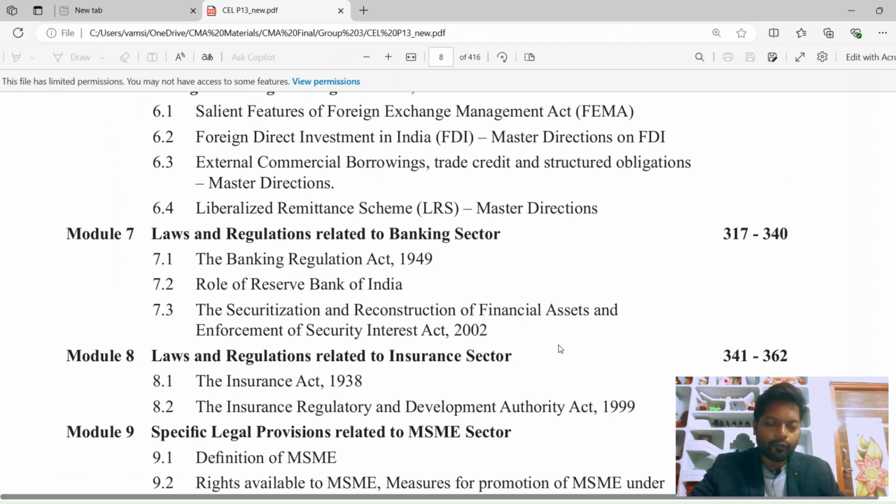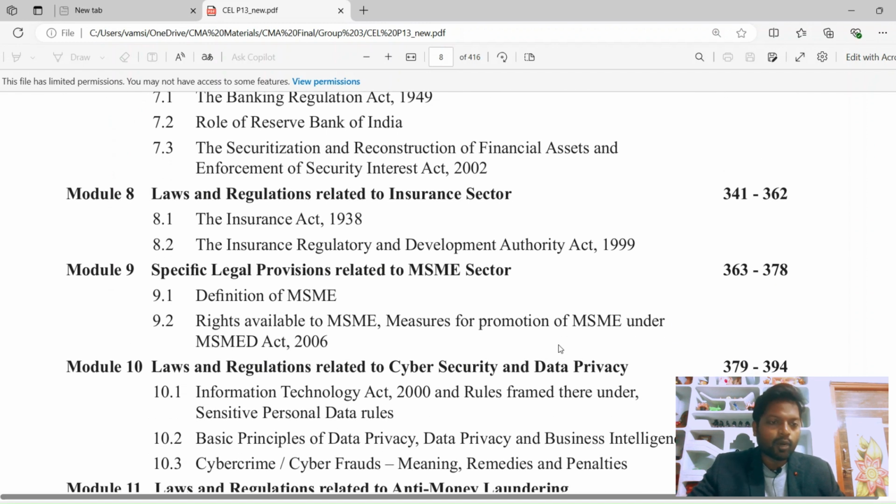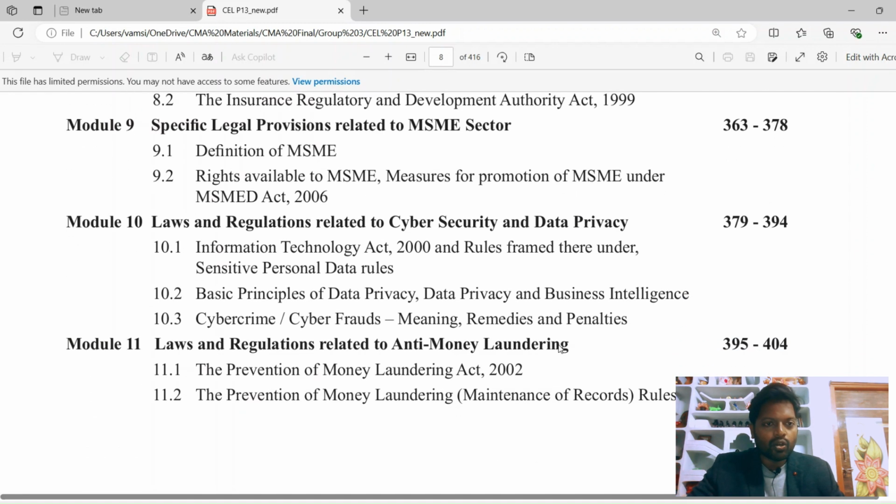Module 7, Laws and Regulations related to Banking Sector: 7.1 Banking Regulation Act 1949; 7.2 Role of Reserve Bank of India, interesting; 7.3 the Securitization and Reconstruction of Financial Assets and Enforcement of Security Interest Act 2002. Module 8, Laws and Regulations related to Insurance Sector: 8.1 the Insurance Act 1938; 8.2 the Insurance Regulatory and Development Authority Act 1999. Module 9, specific legal provisions related to MSME sector: 9.1 definition of MSME; 9.2 rights available to MSME, measures for promotion of MSME under MSMED Act 2006.